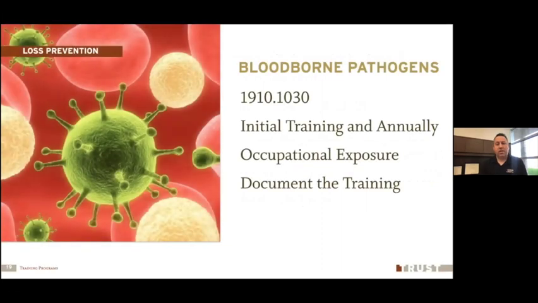Bloodborne pathogens is another. This is another big one that many organizations do. And this one is actually required at initial training and also annually. And this is for employees that have an anticipated exposure. So if in the workplace, an occupational exposure where they're likely to come in contact with blood or fluids that could be carrying a bloodborne pathogen, then they need to have this training, and it is an annual requirement to keep that up. There is a requirement in there that specifically says the need to document the training. And so that's where you want to keep your rosters and your documentation for things like that.